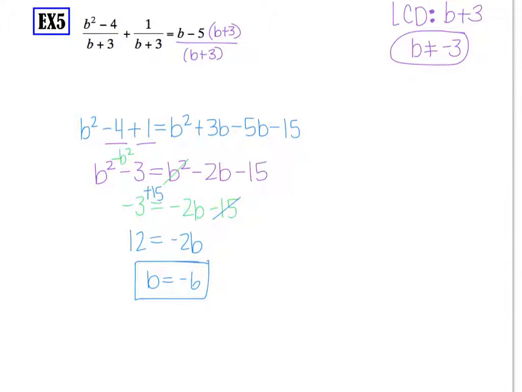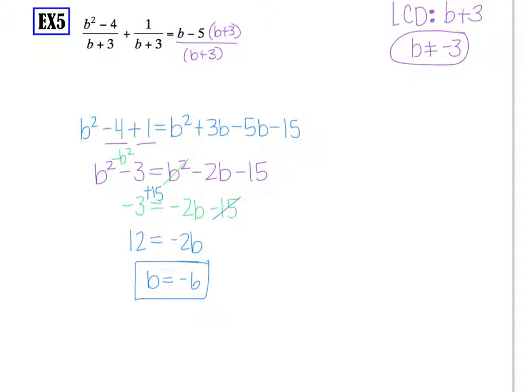So when I look at these three fractions, I see that two of them have a b plus 3 and one does not have a denominator. So my least common denominator is going to be b plus 3. So what value can b not be? Well, if I cannot have 0 in the denominator, b plus 3 cannot equal 0, so that means b can't be negative 3. So if when I solve this out, I get b is negative 3, then I'm going to have to rule that out.